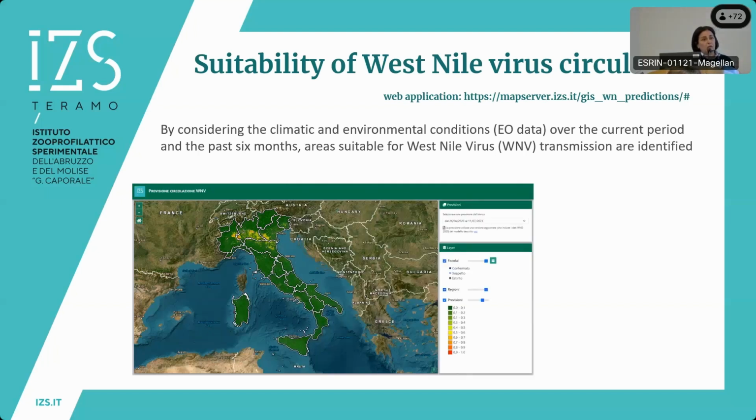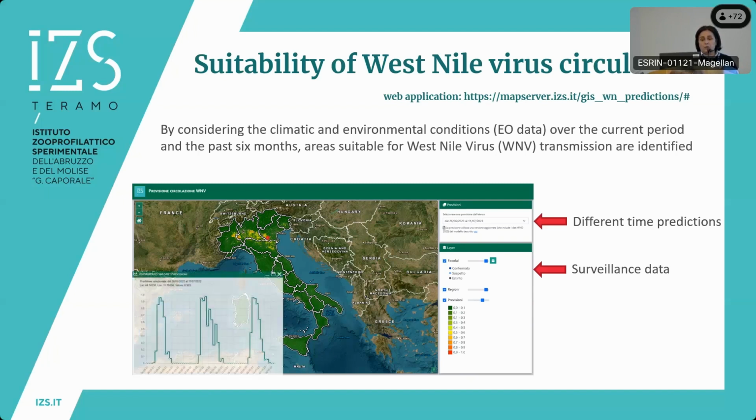And this is how the application looks like. We have an interface with map, and from green to red, the hotspot of suitability. So we have different time predictions, because what we observe now in the platform is a forecast for the next 20 days. And we also uploaded data coming from the National Surveillance Plan for West Nile. So these are mosquito cases and mosquitoes positive for West Nile virus and animals.